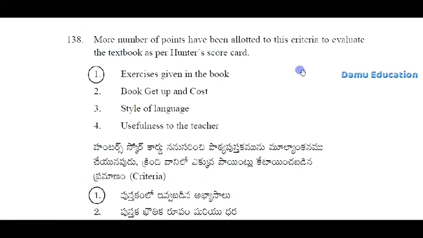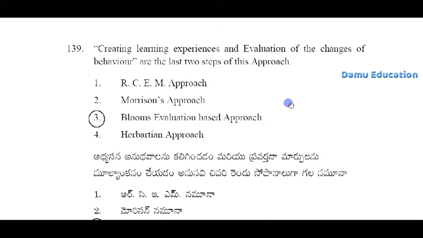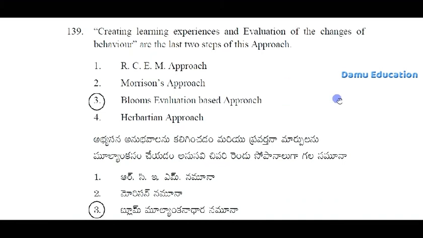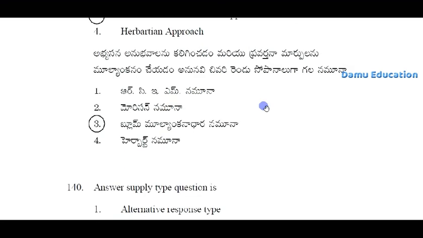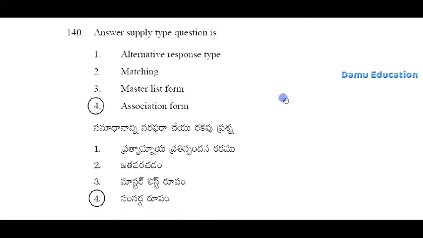More points have been allotted to this criterion to evaluate the textbook as per Hunter's scorecard: exercises given in the book. Creating learning experiences and evaluation of the changes of behavior are the last 2 steps of this approach: Bloom's evaluation-based approach. The answer supply type question is the association form.